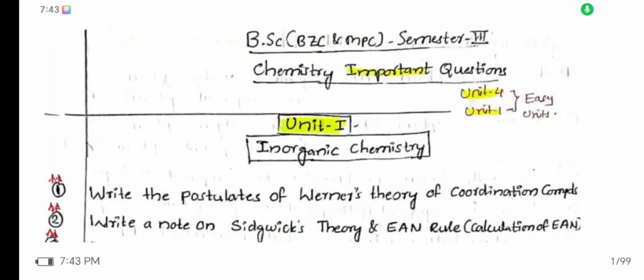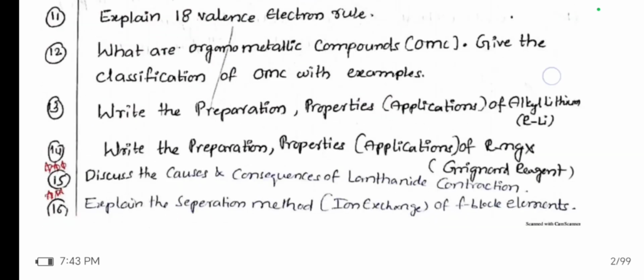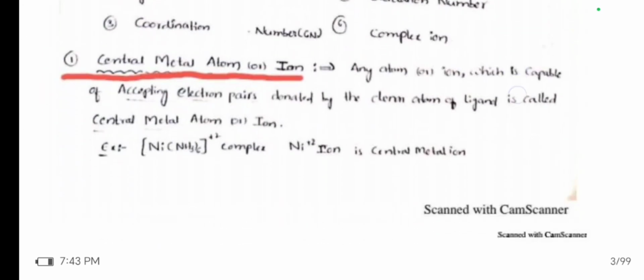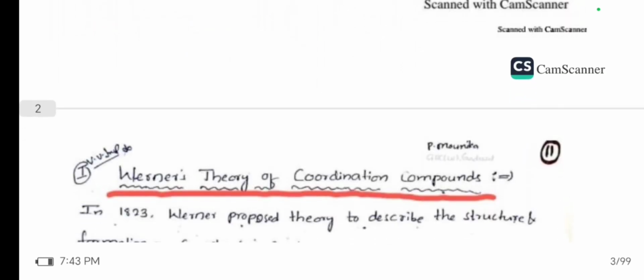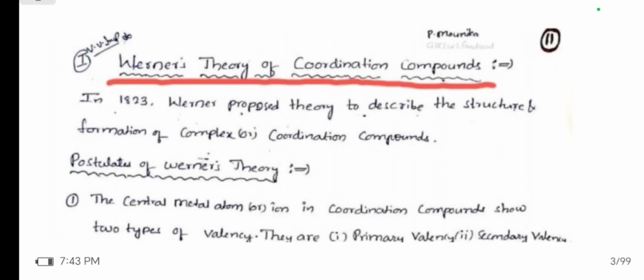This is a quick revision of semester 3 chemistry. First, I'll start with inorganic chemistry. In that, the first important theory, in the sense that this video is only for students who want to get pass marks. Okay. This is the first theory, important: Werner's theory.